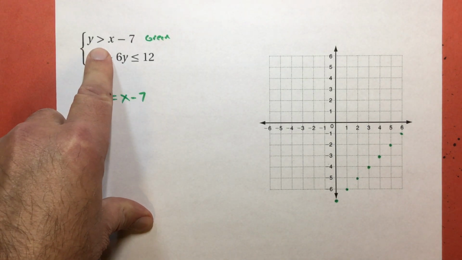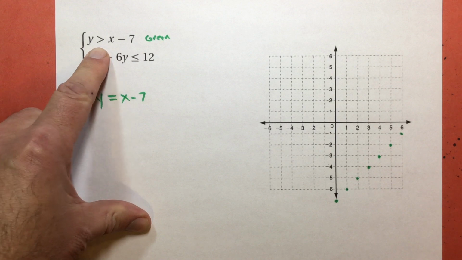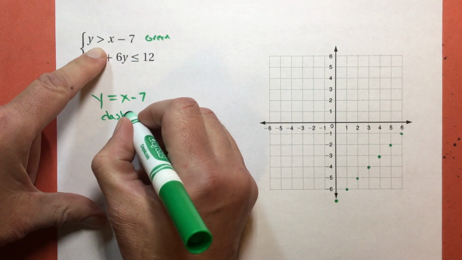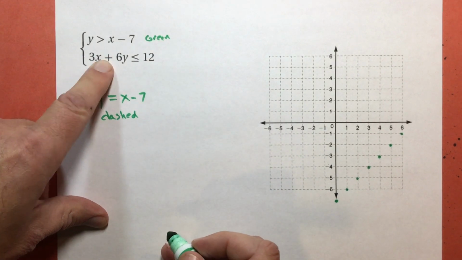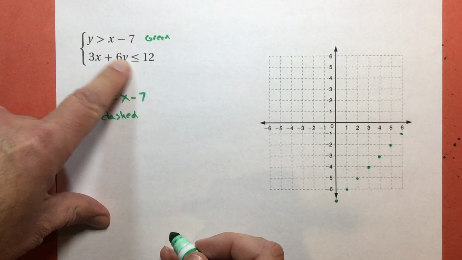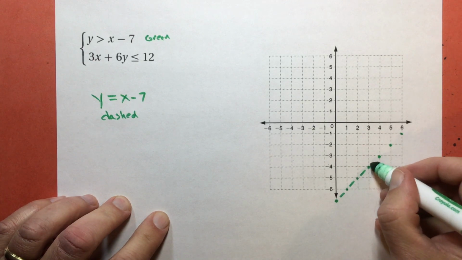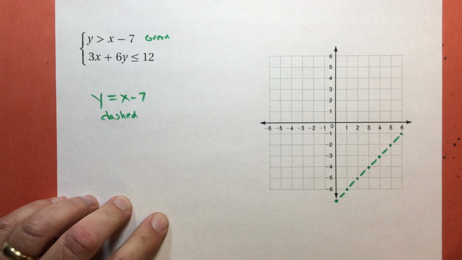Do I draw it with a dashed line or a solid line? This is going to be dashed because it's greater than without the equal. This one's going to be solid, this one's going to be dashed. So let's draw those dashes between it. Kind of looks like Morse code.